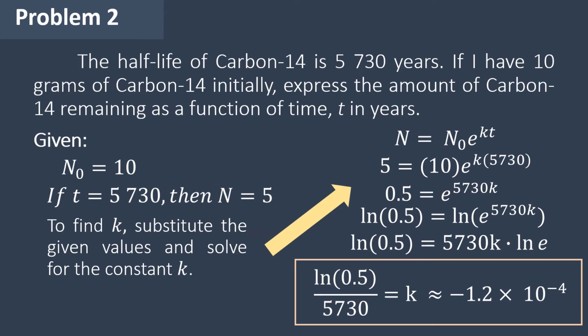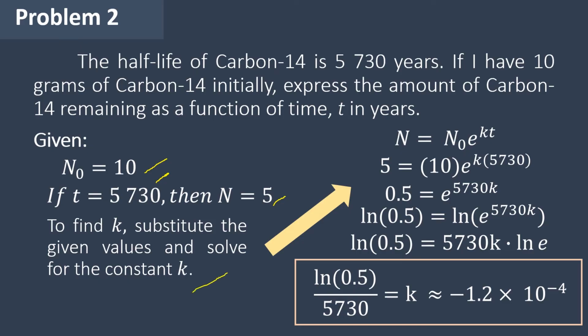So, yung given natin would be n sub 0 or yung initial value natin is 10. So, we have 10 grams of carbon-14. And yung t naman natin would be 5,730 years. So, ibig sabihin, yung carbon-14, it will reach half-life after 5,730 years. So, since n sub 0 natin is 10, half of it after 5,730 years, it will become 5. Kaya yung n natin would be equal to 5.